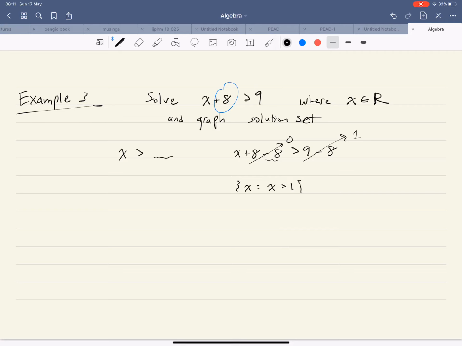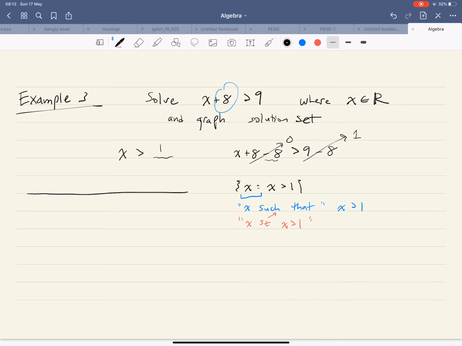Okay, so the way to read this, where you have the x and the colon, is x such that x is greater than 1. And sometimes you'll see even more shorthand, like x st x greater than 1, where this st is just such that. All right, so now we have x greater than 1, and that's the thing that we want to graph.